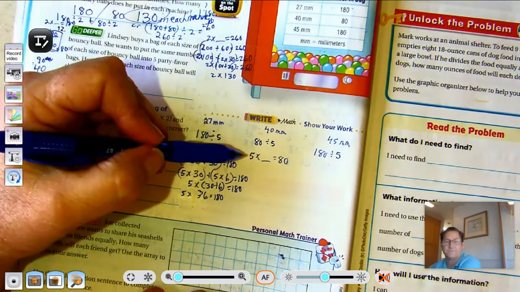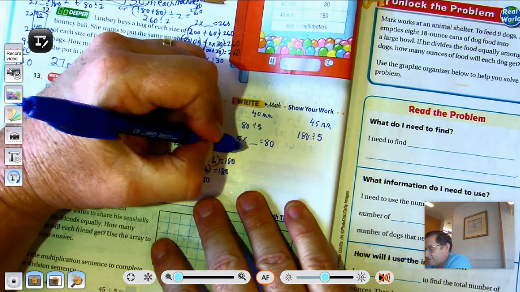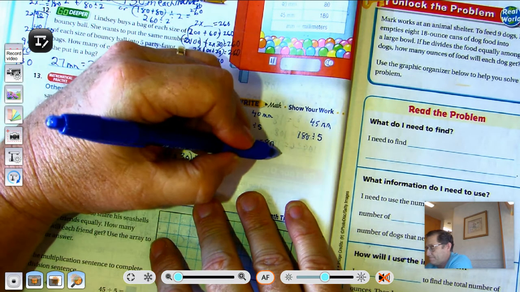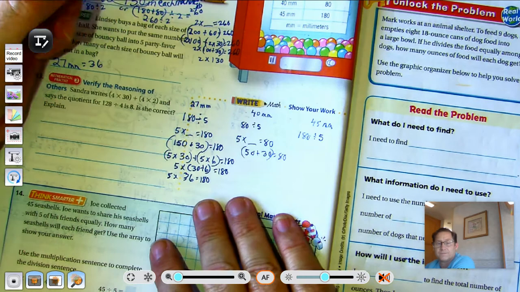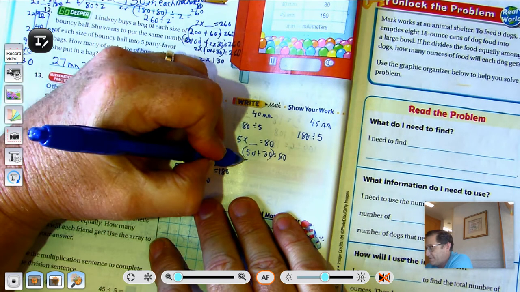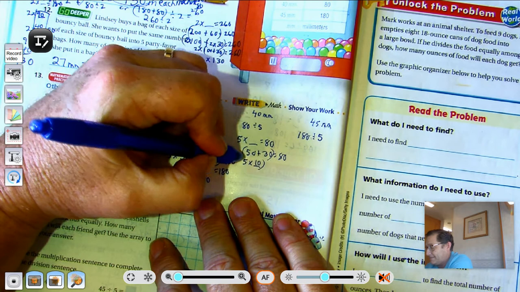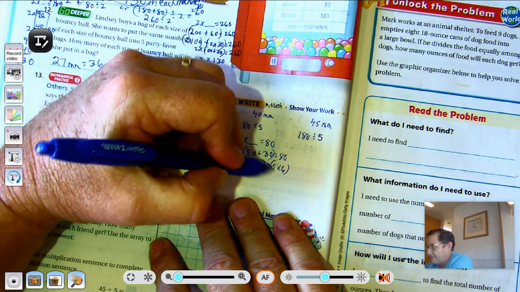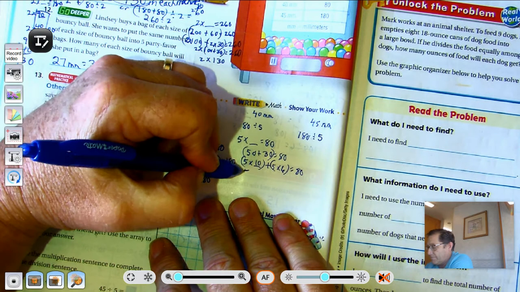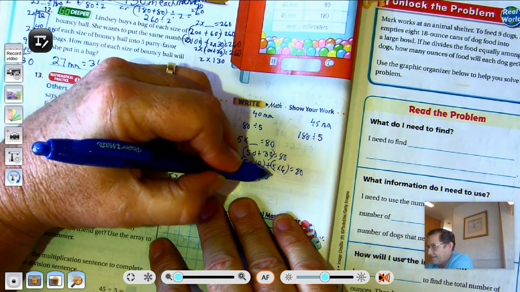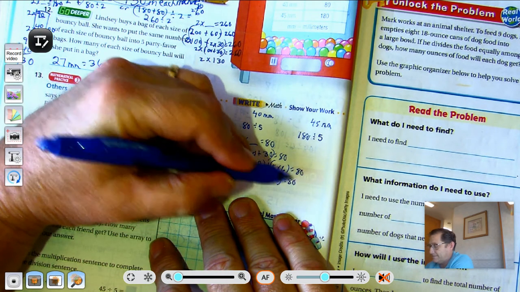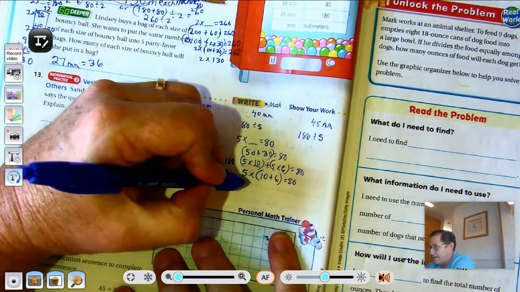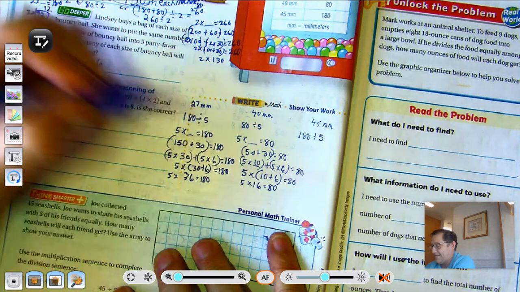Okay, let's do the 5 times what is 80. Well, this time let's break the 80 into 50 plus 30. 5 times what is 50? 5 times 10 is 50. 5 times what is 30? 5 times 6. So we can rewrite that as 5 times the sum of 10 plus 6. So 5 times 16 is 80.